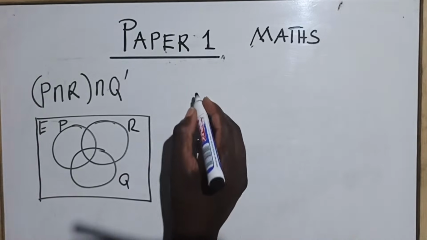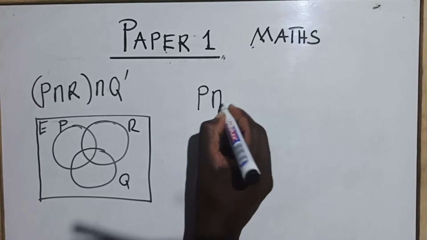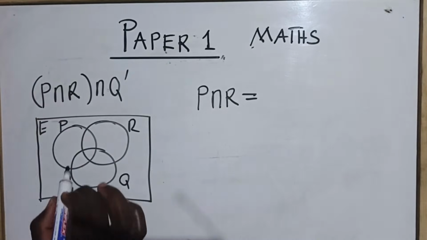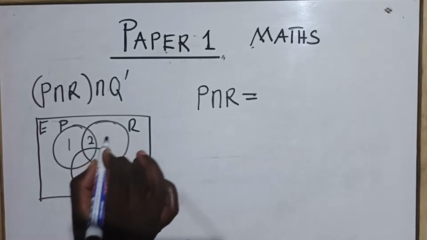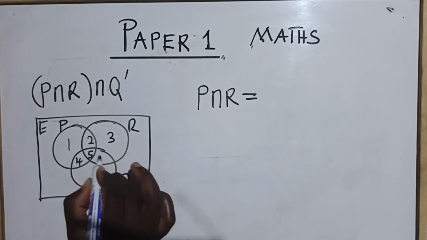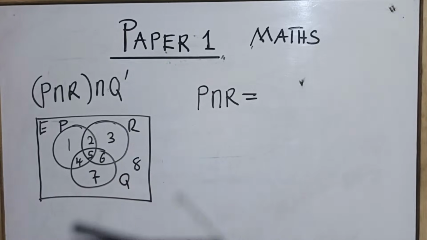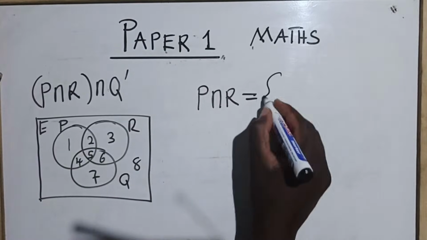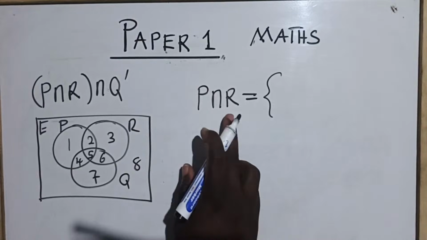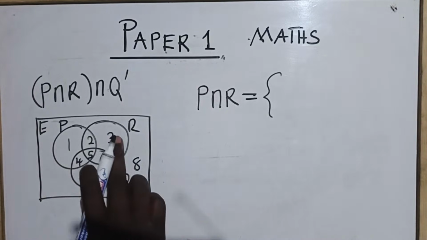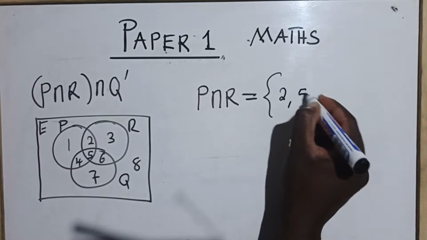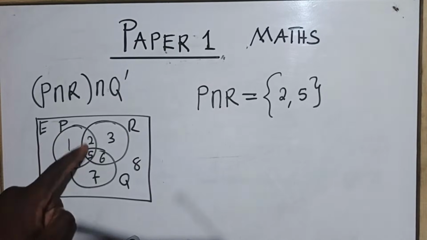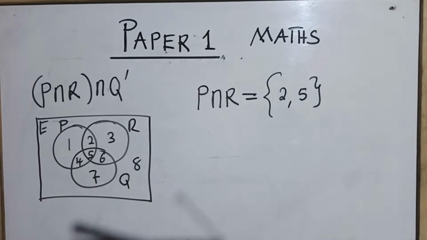So here, what I can start with is P intersect R. So you identify your P intersect R. Before you even identify that, you can indicate the numbers in each region. You can see I'm putting one number in each region. In this case, it will help me identify P intersect R. So what is P intersect R? That is 2, 5. P intersect R, what is found in P and R? It's right here, 2, 5. That is P intersect R.